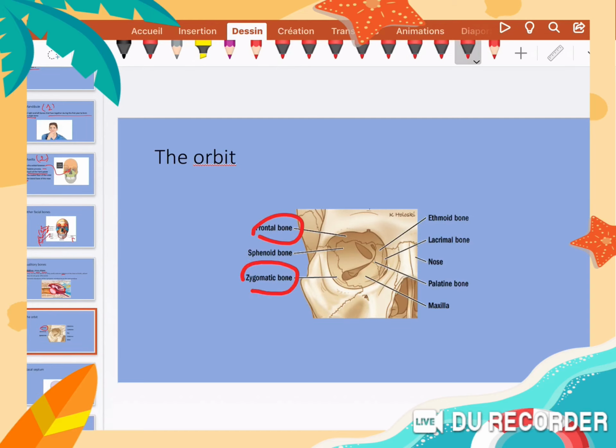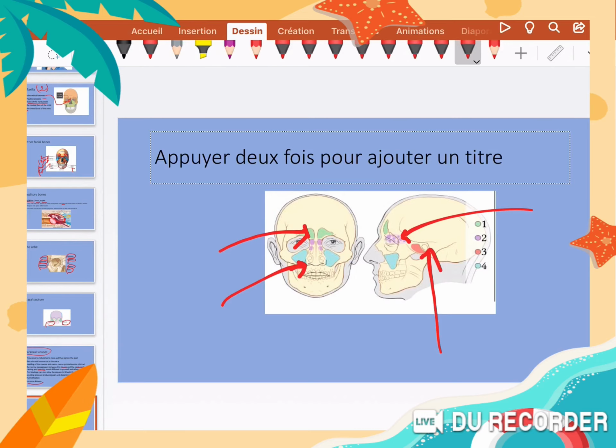Okay, and we have the frontal sinuses here. The frontal sinuses are located in the frontal bone. We have the maxillary sinuses located in the maxillary bone. The sphenoid sinuses are located in the sphenoid bone, and lastly ethmoid sinuses located in the ethmoid bone.